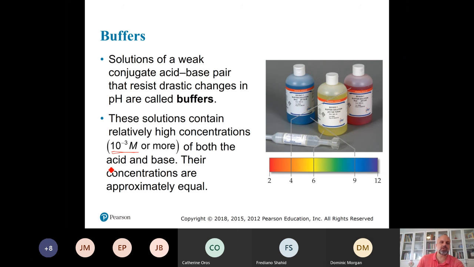You need both a high concentration of the acid and its conjugate base, and their concentrations are approximately equal usually, and we'll explain why. They give you some examples here of different buffer solutions on the right-hand side, with various pHs: pH 4, pH 7, pH 10. These are the buffer solutions that are typically used to calibrate the different instruments that you need when you're measuring pH. So any type of instrument that you use is going to be that way.